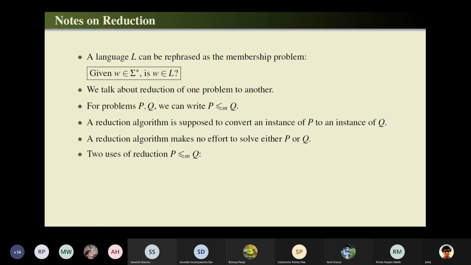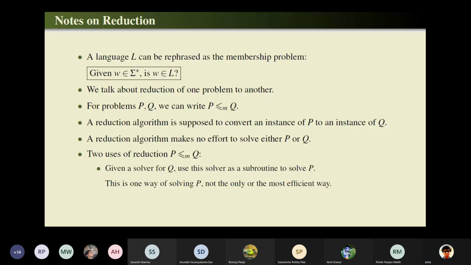So then, how can we use reduction? First of all, look at this less than or equal to sign. Okay. This says that if Q is easy, P is no more difficult than that, so P is also easy. Easy here, of course, means solvable, decidable, something like that. Okay. So the first use is this. Given a solver for Q, use this solver as a subroutine to solve P. Agree?